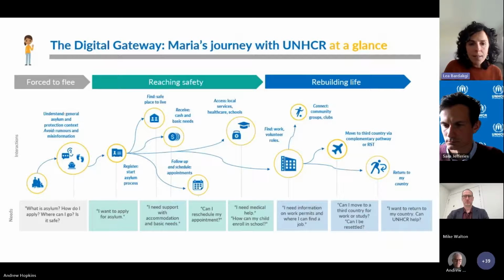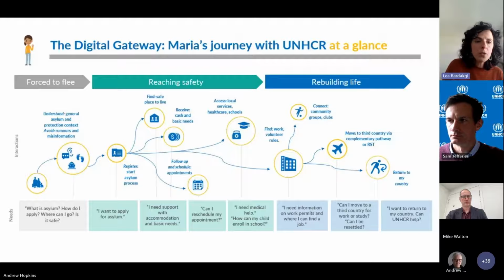So designing digital services has to be from the point of view of the user or of the displaced person. And then the last chapter would be rebuilding life. So after, if they stayed in the country of asylum, for example, how can they get work permits, find jobs? If they've moved to a resettlement country or if they're returning to their country of origin, what do they need in that scenario? So this has been the perspective that we've been looking at digital services from.